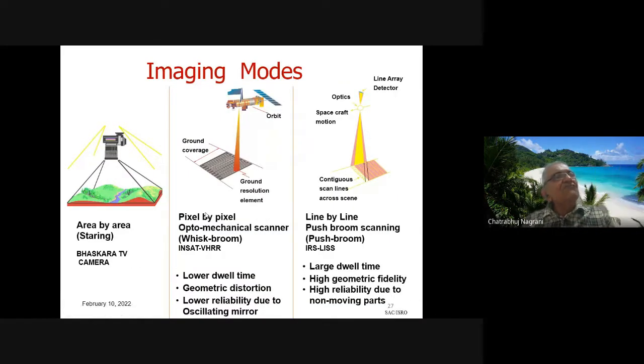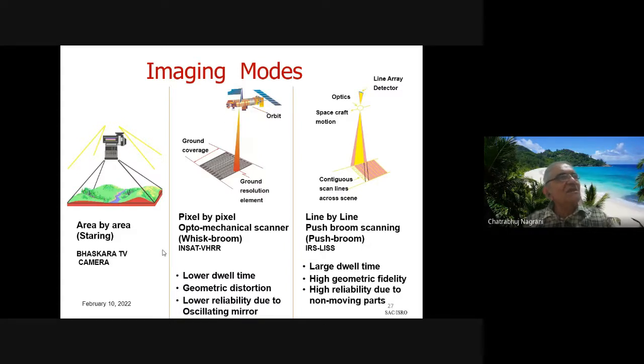Now, in what way do we do imaging? We can do imaging in basically 3 ways. One is called frame, or area. I put a camera, like the cameras in our mobiles or the digital cameras we used to have. You take a snapshot, and that snapshot is taken simultaneously of the entire square or rectangle, whatever you design. That is called field of view. So the Bhaskara TV was like that, where we were taking snapshots of 300 kilometer by 300 kilometer.